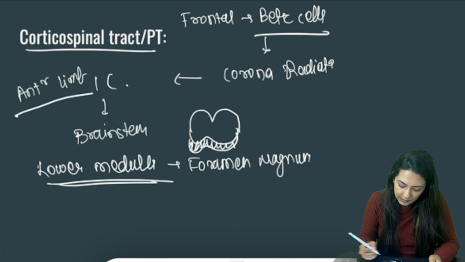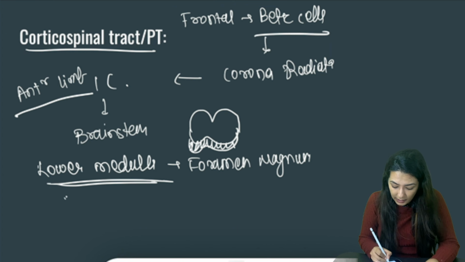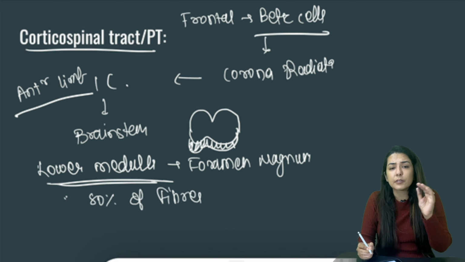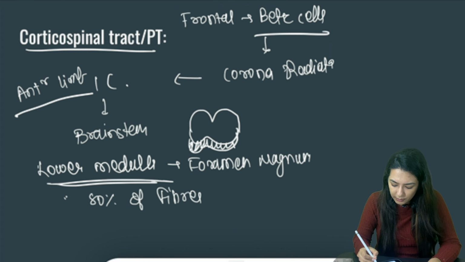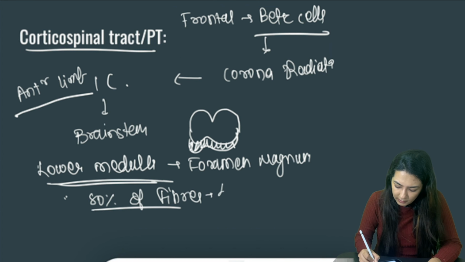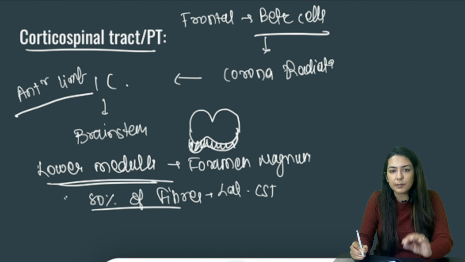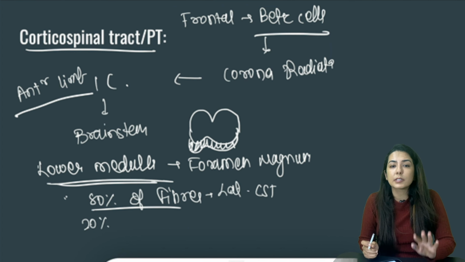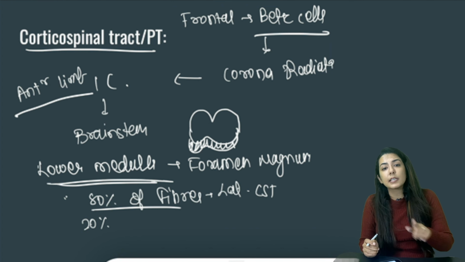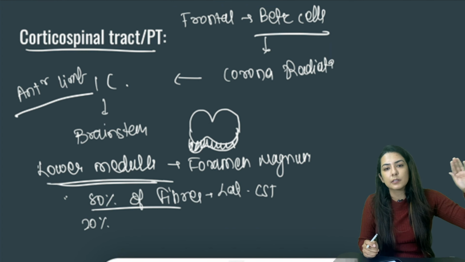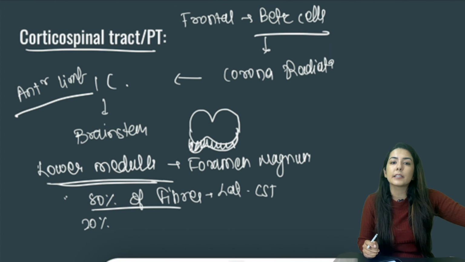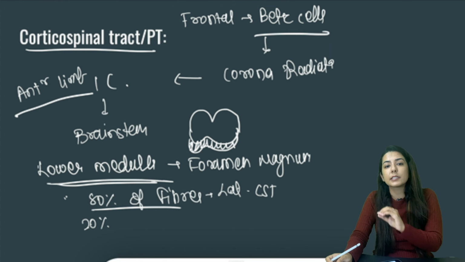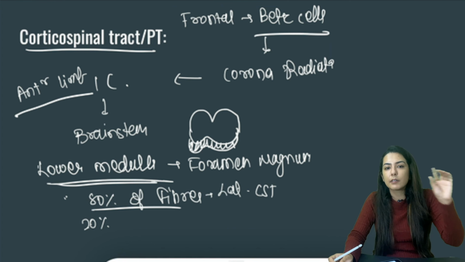Okay, so they are divided into 2 parts. The crossing is of only 80% of the fibers. 80% of the fibers of the corticospinal tract will cross at the level of the lower medulla, and they will form the lateral corticospinal tract, which is the most important and main corticospinal tract. Now 20% of the fibers won't cross at the level of the lower medulla. They will cross at the level of the spinal cord segment which is supplying the muscles. That is something you have to understand. They cross at the level of the spinal cord, not at the level of the medulla.